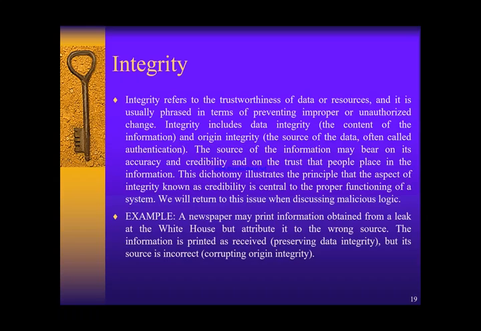A newspaper may print information obtained from a leak at the White House, but attribute it to the wrong source. The information is printed as received, but its source is incorrect. That's all: corrupting origin integrity while preserving the data integrity. Whatever message you received, if it is correct, it's okay. But if it is not correct, then it is corrupting the origin integrity.